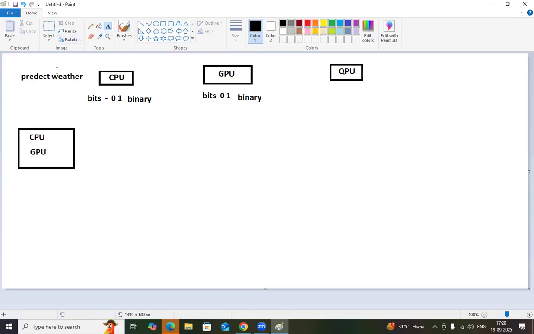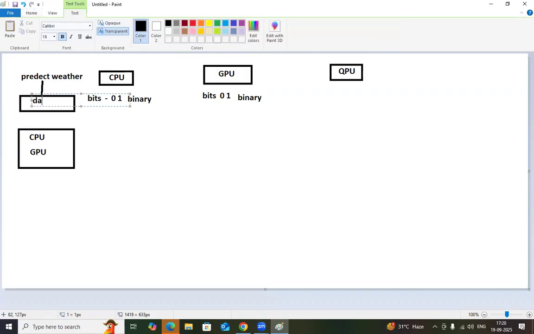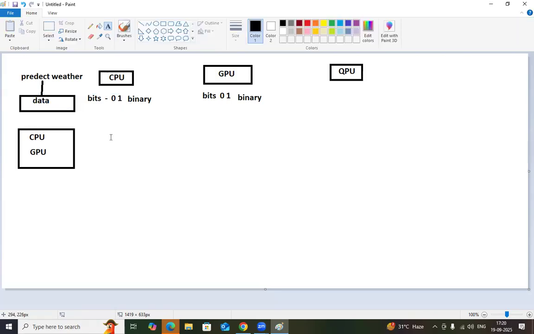Whenever you have a problem, what you can do is collect the data and provide it to the system. Collect the historical data based on the parameters, and provide it to the CPU or GPU, right? So this is the traditional way. You are collecting a lot of previous weather report data and historical information, and then giving it to the CPUs and GPUs. This is going to give you output.